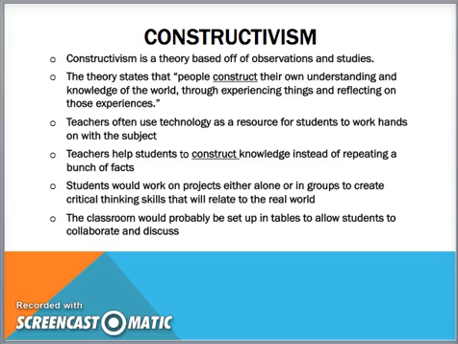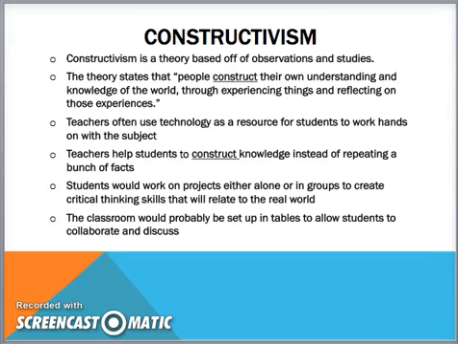Constructivism, on the other hand, is a theory based off of observations and studies. The theory states that people construct their own understanding and knowledge of the world through experiencing things and reflecting on those experiences. Teachers often use technology as a resource for students to work hands-on with the subject. Teachers help students to construct knowledge instead of repeating a bunch of facts. By working hands-on, using technology, they're more likely to remember things and put what they've just learned to use, and they create their own new information.